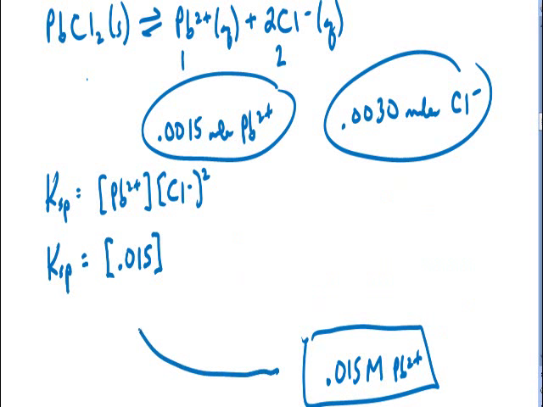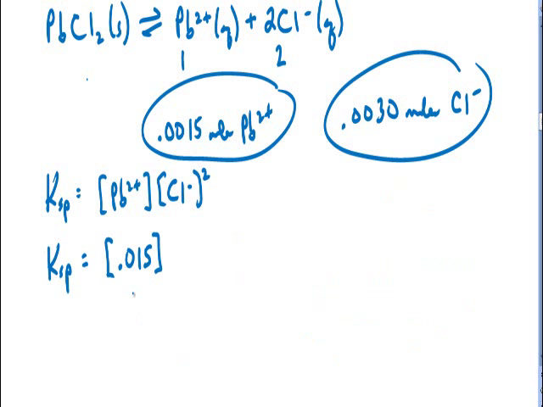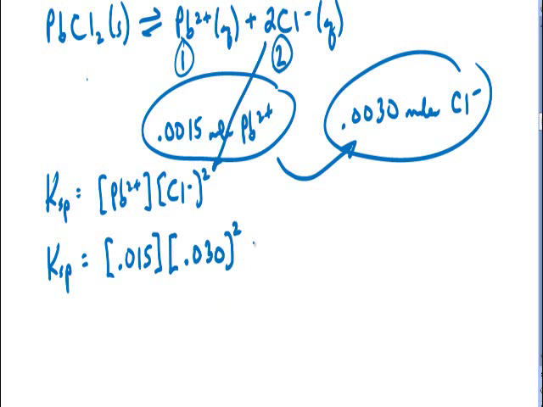What we can do with this concentration for the lead ions is place that into the equilibrium constant expression for the equilibrium concentration of lead. Now, because the number of moles of chloride ions present is double the number of lead ions from the 1-to-2 ratio in the balanced equation, the concentration of the chloride ions will be double the concentration of the lead ions. So we know the chloride concentration is going to be 0.030 molar, and then we still have our square here from the 2 in the balanced equation.